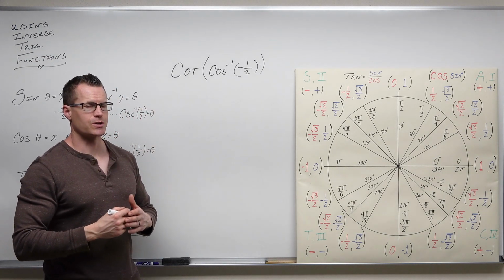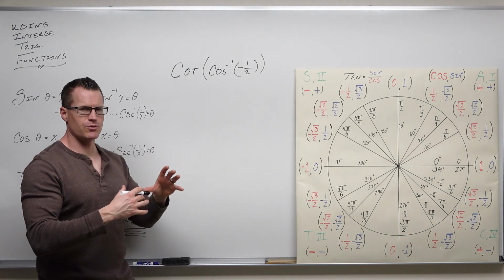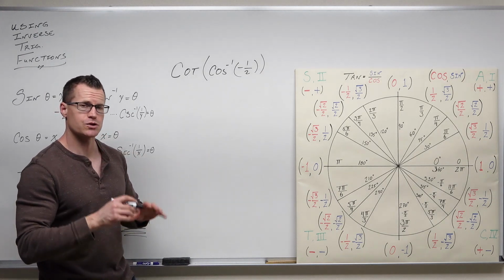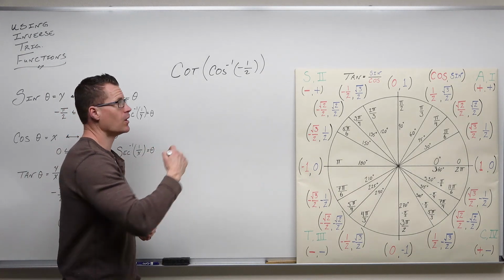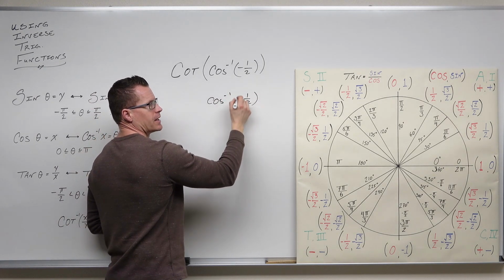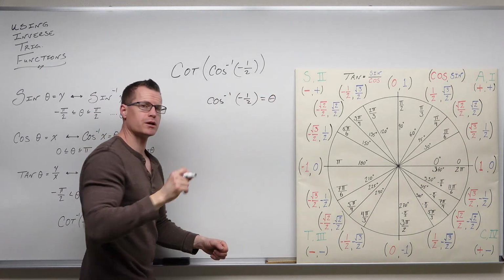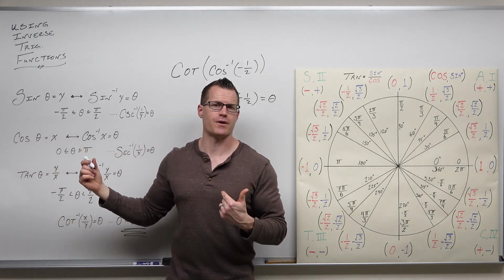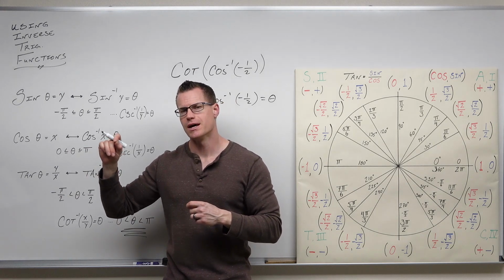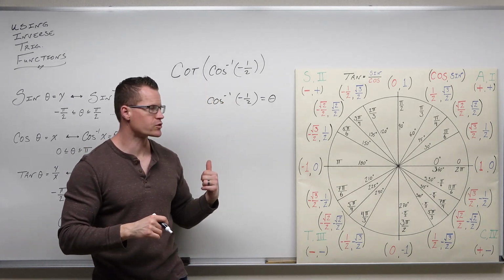All right, let's take a look at this one. Cotangent of cosine inverse of negative 1/2. We're going to go fairly quickly through it, understanding that inverses give you out angles. So let's write this as that relationship right now. Understanding that cosine inverse of negative 1/2 is going to give me out an angle, but it's only going to do so where cosine is defined to give me a range for cosine inverse of 0 to pi. So only on quadrants 1 and 2.